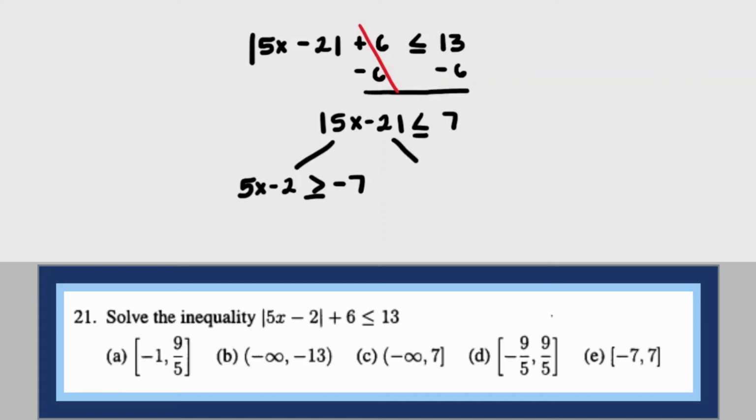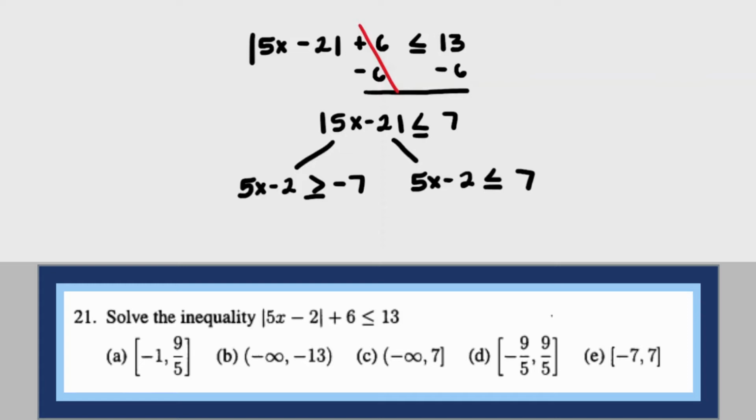For our positive version, we take what's inside the absolute value sign, 5x minus 2, and we leave it less than or equal to positive 7. As you see, for the negative version I flipped the sign and changed 7 to be negative, and for the positive version I just copied what it was minus the absolute value signs. So we have 5x minus 2 greater than or equal to negative 7, and 5x minus 2 less than or equal to 7. The one thing that remains consistent is that they both have 5x minus 2.